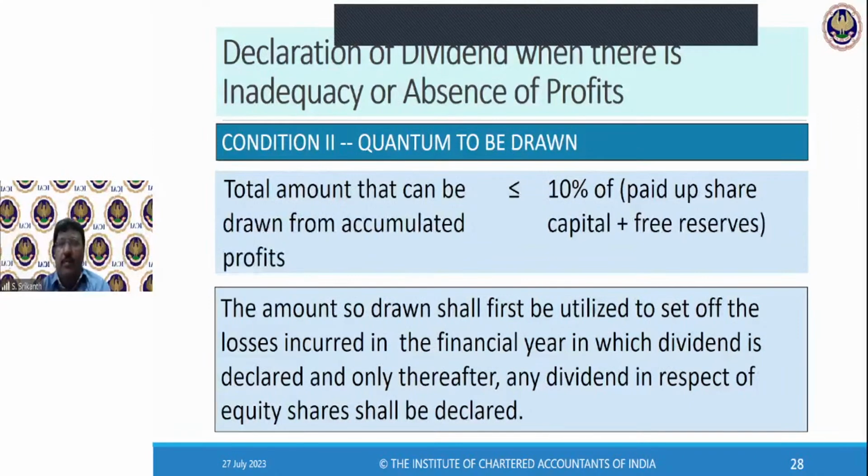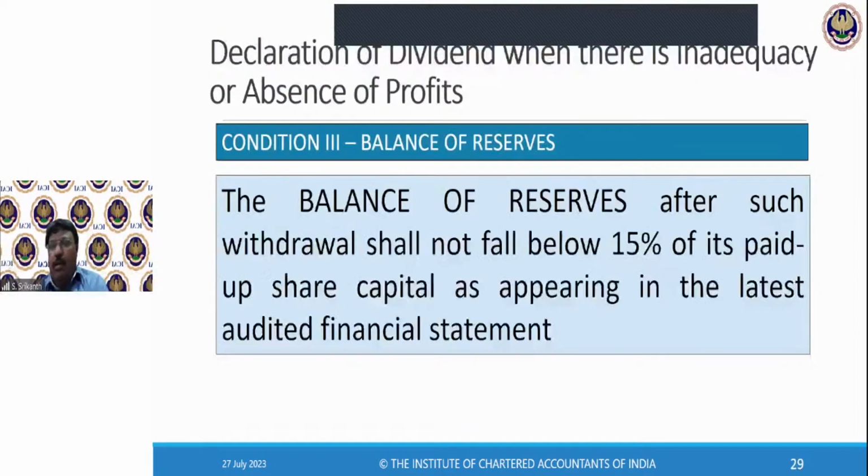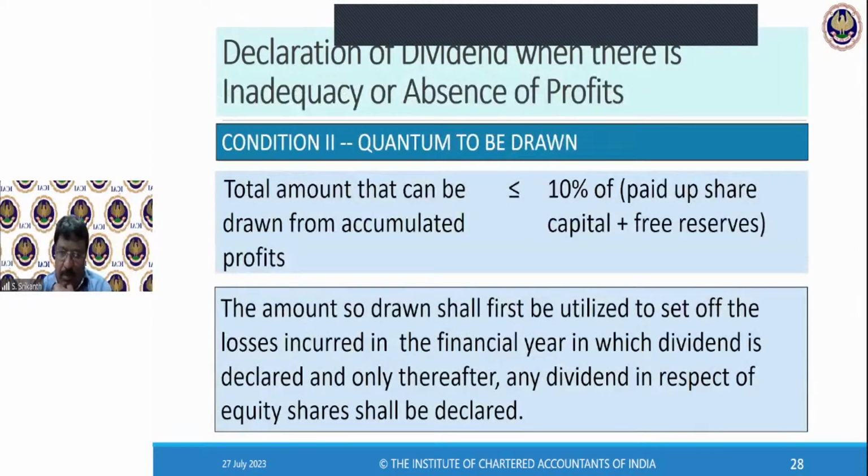Go on, do it again. Please note down the numbers: 200 paid up capital, 240 reserves, 30 loss, 9, 10, 12. Or take a photograph of this and keep it. I'll show the condition. Average you have done. Fantastic. Now, Kavita, beautiful. I'm unable to say that you are wrong.